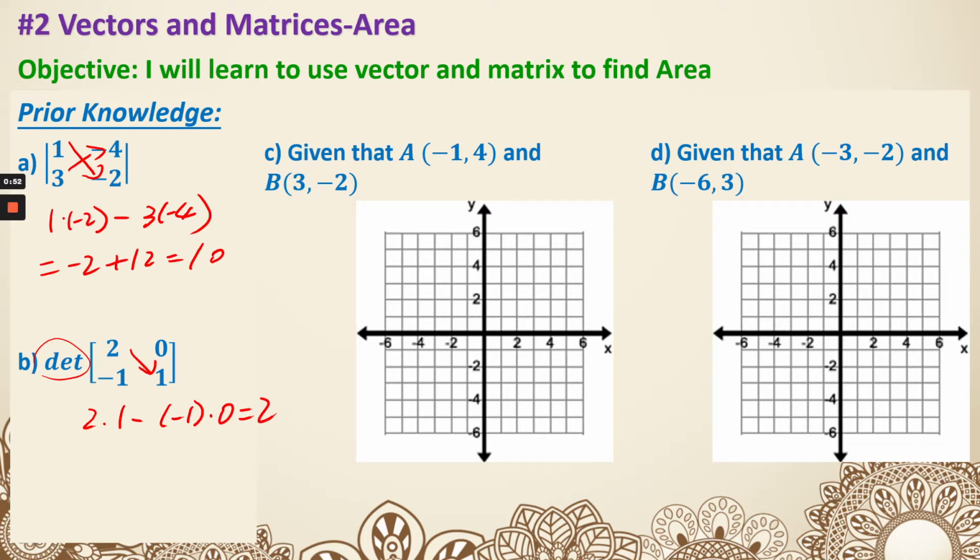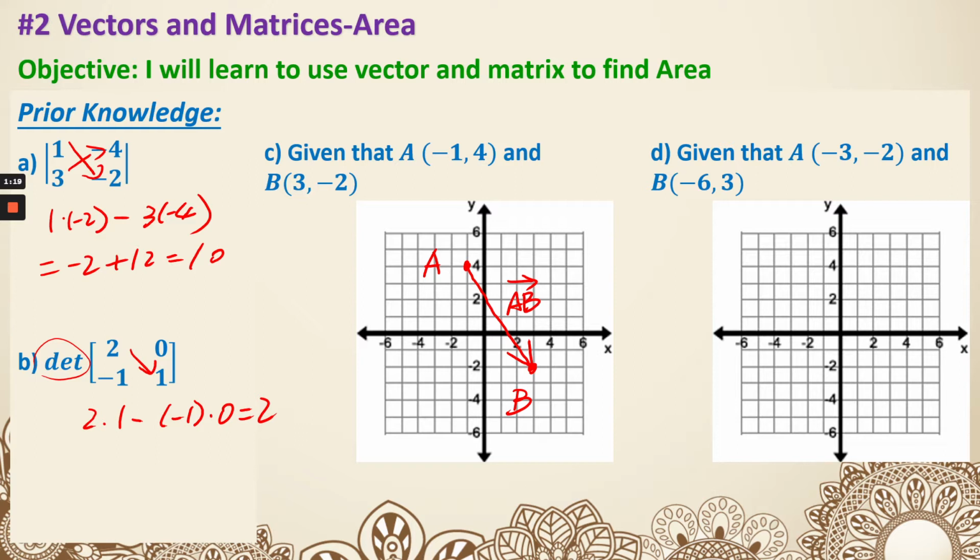C, given that A is -1, 4, and B is 3, -2, it is asking you to actually graph the vector. So A is -1, 4, and B is 3, -2. We're going to need to label A and B, then draw a vector from A to B with an arrow, and that is vector AB. That's question C.